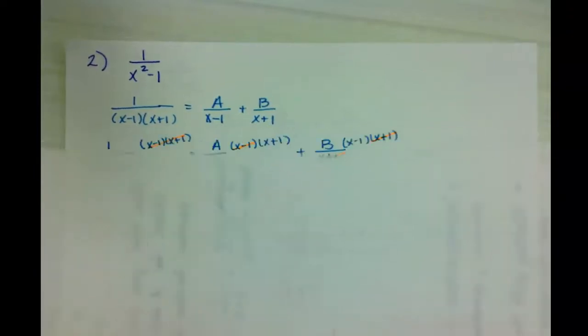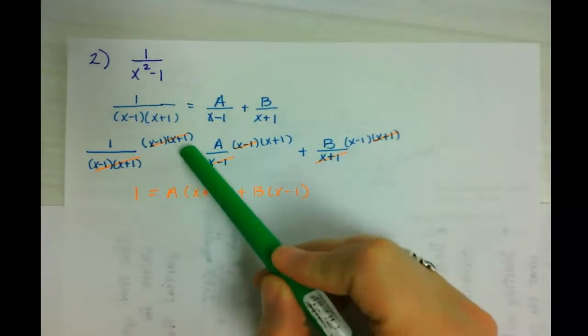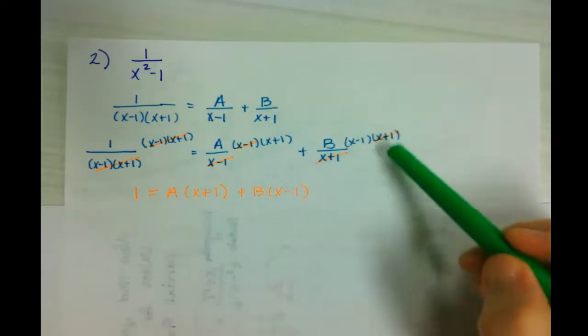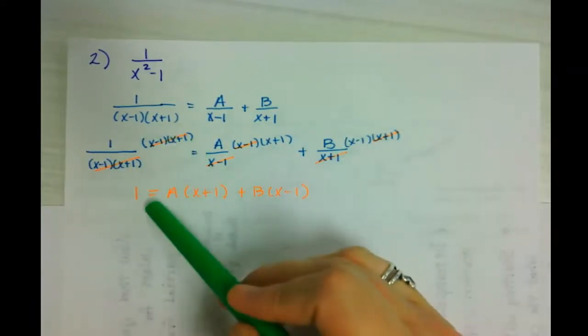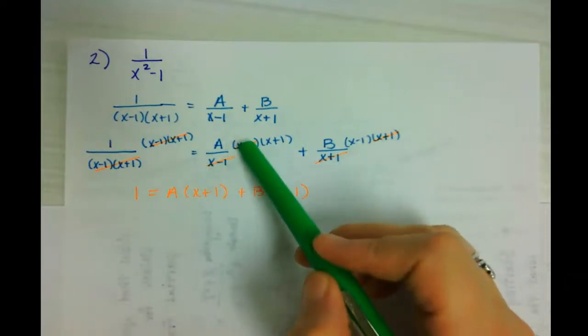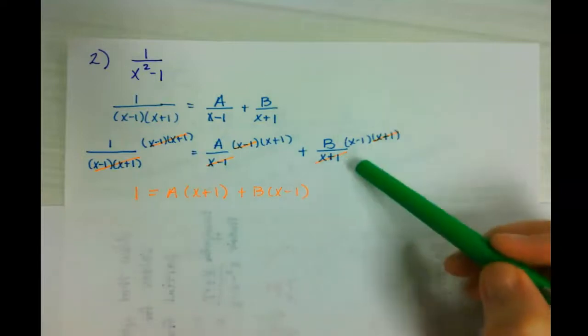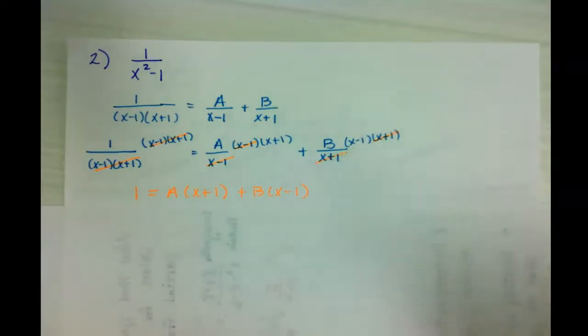So now that we do that, we want to get rid of those denominators and create our substitution equation. So I multiplied the top and bottom of this fraction by x minus 1, x plus 1. In this case, everything eliminated but the 1. In this case, the x minus 1 is eliminated, leaving me an a times x plus 1. And here, the x plus 1 is eliminated and left me with the b times x minus 1. So that's my substitution equation.